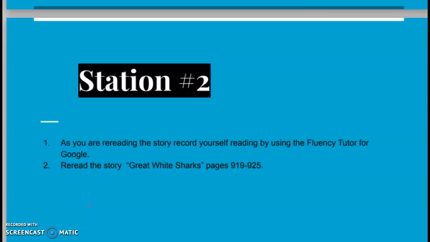So you will, step number 2, go to the story, Great White Sharks, on page 919 through 925, and you will begin rereading your story by recording yourself through the Fluency Tutor for Google. Once you're done with that, you have completed station 2.